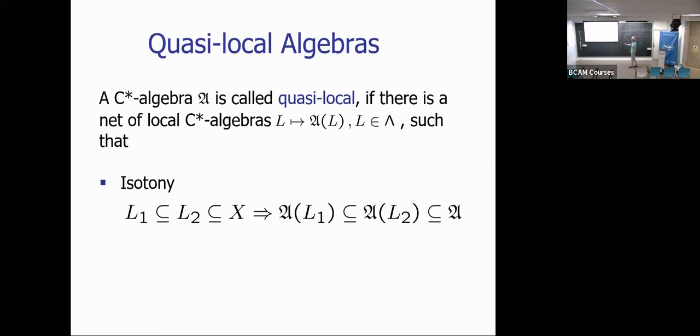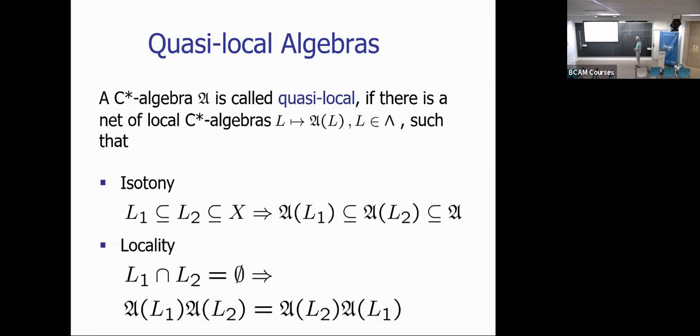So we say a C star algebra is called quasi local if there is a net of local C star algebras indicated by this mapping, where L is a bounded open region from the set algebra, and this maps to a subalgebra of the total C star algebra in such a way that if one region is a subset of another region of this topological space, the corresponding algebras should be subalgebras of each other. So the algebra associated to the region L1 should be a subalgebra of the algebra associated to the region L2. This is called isotony if we have this property here.